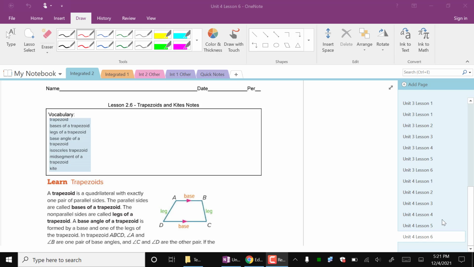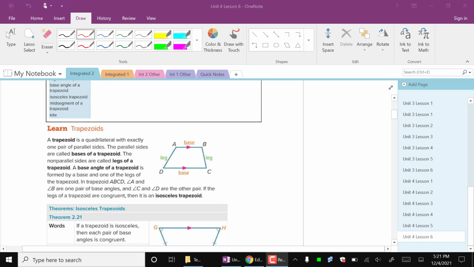Hello everyone. Today we're going to be looking at Unit 4, Lesson 6, Trapezoids and Kites. We're actually going to be splitting this unit up into 2 different days, so we're going to start off with day 1. We have a lot of vocabulary here. This is most of the vocabulary from the unit, so look back at your vocabulary sheet for the definition of each of these words.